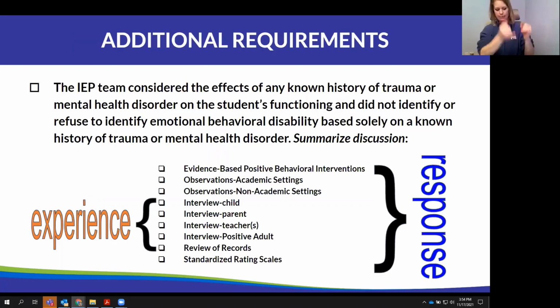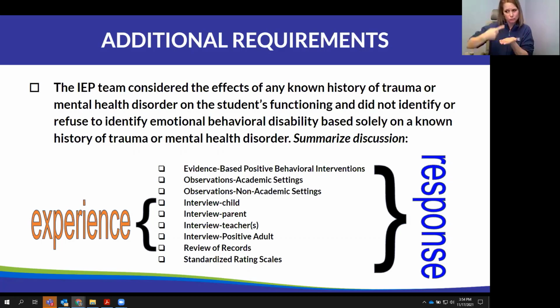Additional requirement: the team considered the effects of any known history of trauma or mental health disorder. A couple of key points here. One is that the trauma history or mental health diagnosis is not there to rule in or rule out whether or not a student has an emotional behavioral disability. It's more about identifying the disability-related needs. So we know trauma experiences are common, and they're important considerations when conducting emotional behavioral disability evaluations. The team needs to talk about it and consider it.